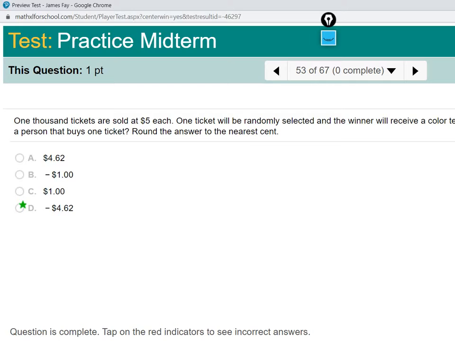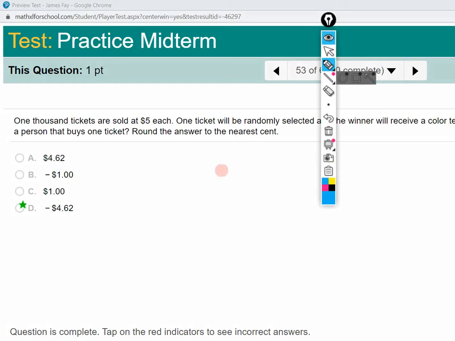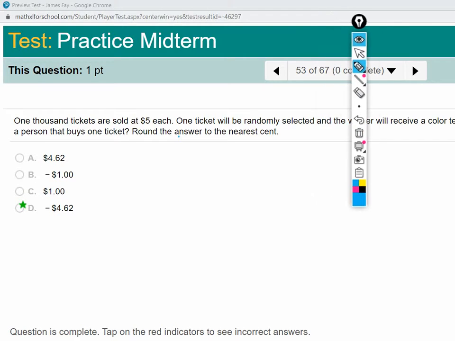Sarah, this is an expected value question. So the way we do this is we're going to take the cost that it takes to play, and then multiply that by the probability, essentially, of losing.